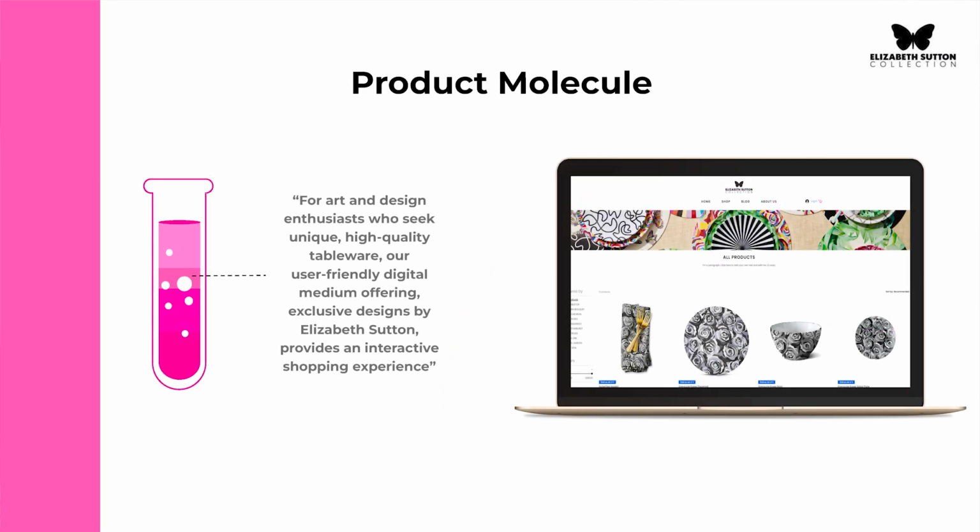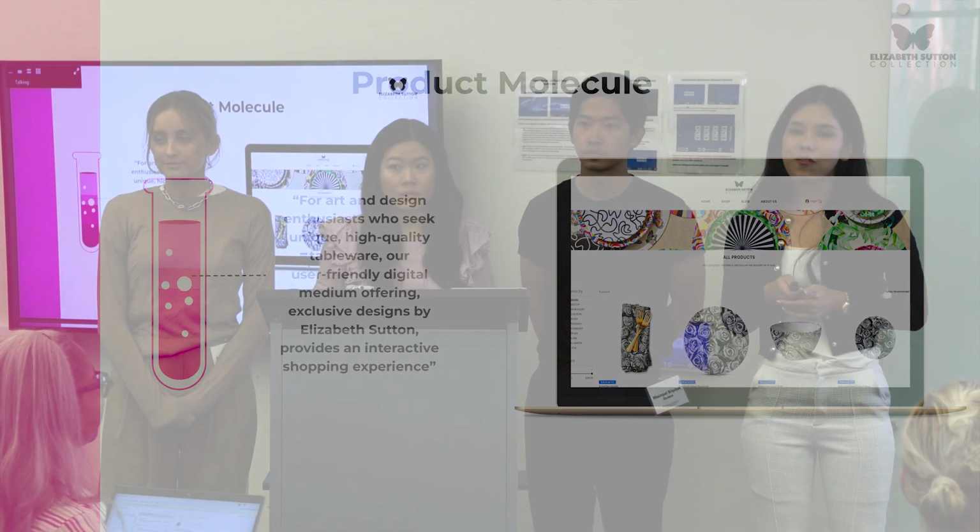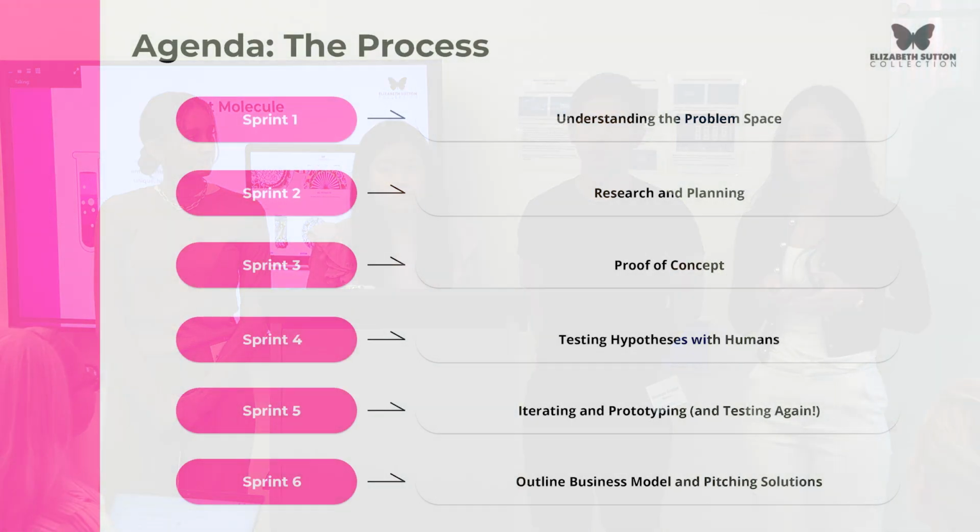In order to really understand the product, we had to define it through the product molecule. The product line is for art and design enthusiasts who believe in user functionality of the tabletop wear as well as the value of aesthetics. Therefore, we've created an e-commerce platform that provides a seamless shopping experience for Elizabeth Sutton Collection and for these users to be able to engage on this platform to find the services and products that they want.